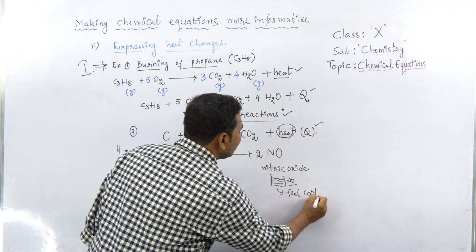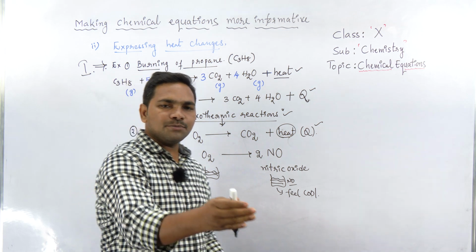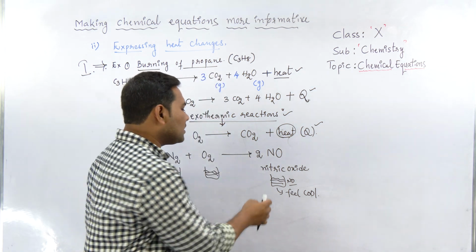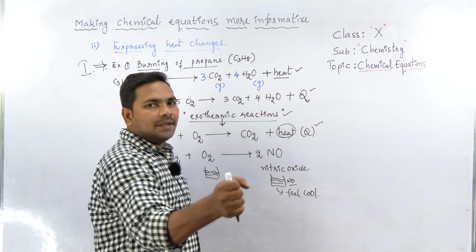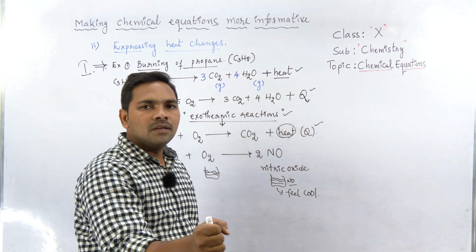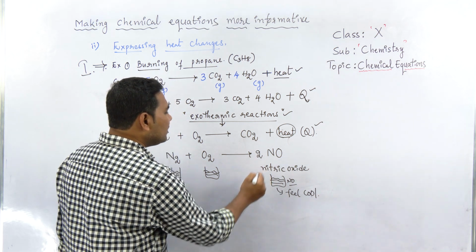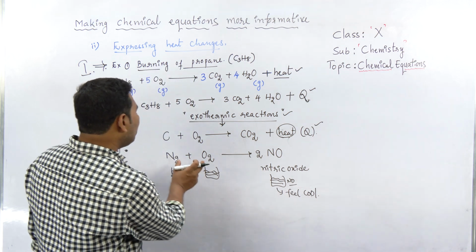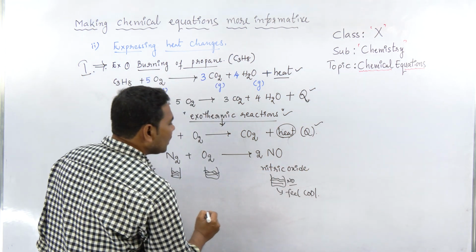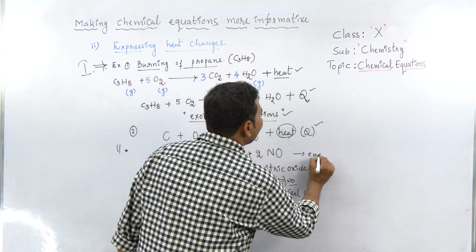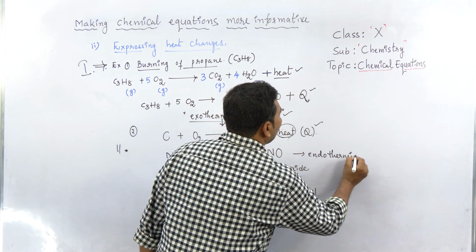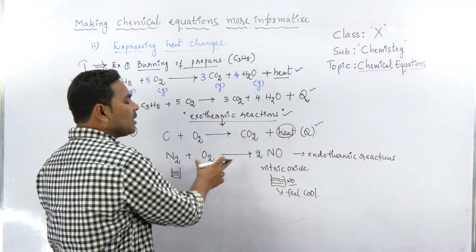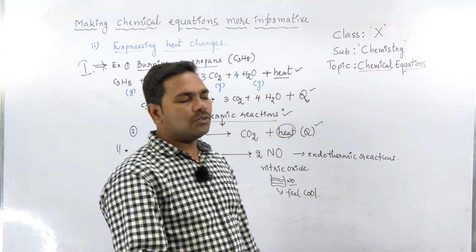If you touch this, we feel so cool. When I hold the beaker, I feel very cool, because this content, this nitric oxide, during its formation takes heat energy from our body, so we feel cool. And in this reaction, heat energy is absorbed. And such reactions are called what? Endothermic reactions. How do we understand from the chemical equation that the given one is an endothermic reaction?